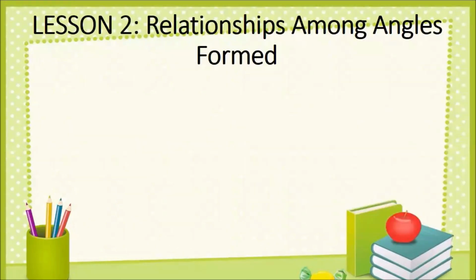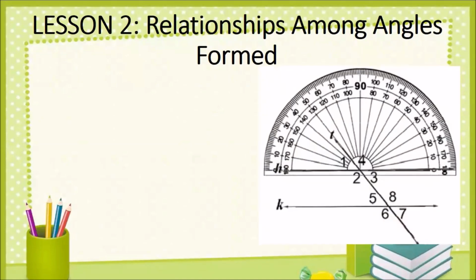Lesson 2, relationships among angles formed. Now, using the protractor, nakita natin itong si angle 1 at angle 4. Angle 1, tingnan natin ha, from 0 degrees, dito tayo magbabasa, tumapat ang pangalawang side ng angle 1 sa 50 degrees, kaya ang measure ng angle 1 ay 50 degrees.